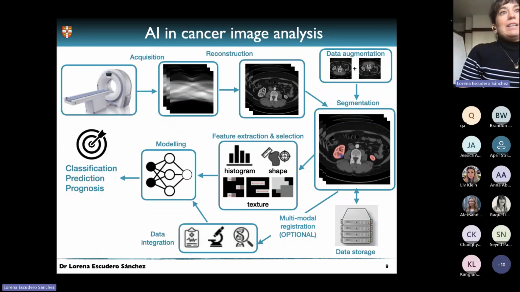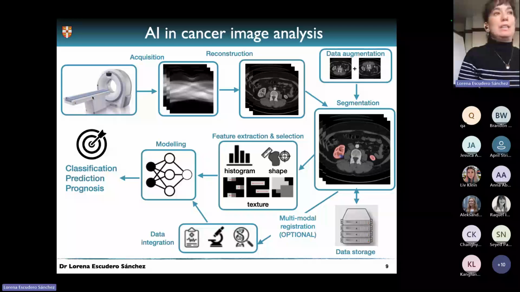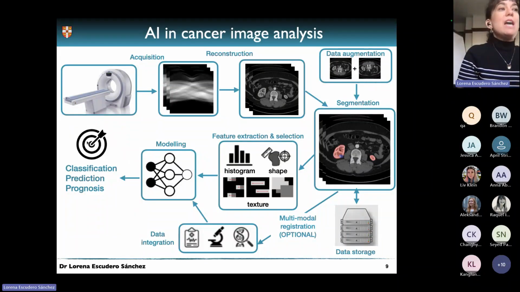So then, obviously, what we want at the end is to have a classification, for example, tumor type, or make a prediction if the patient will respond or not, or make a prognosis of how long the patient is going to live. So these are all the steps, a bit simplified, that we need from the moment the patient is in the scanner and we acquire the images to our end goal, which is extracting those answers or predictions out of the images.